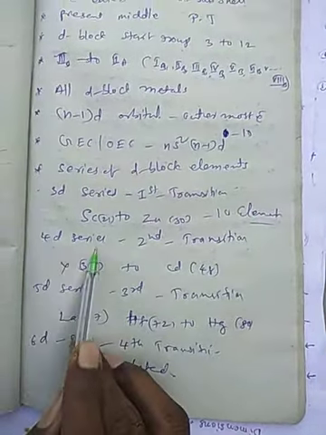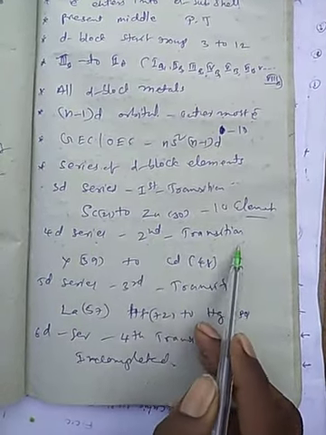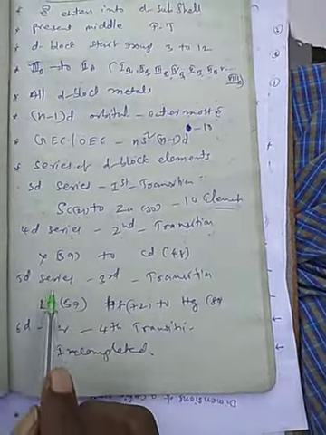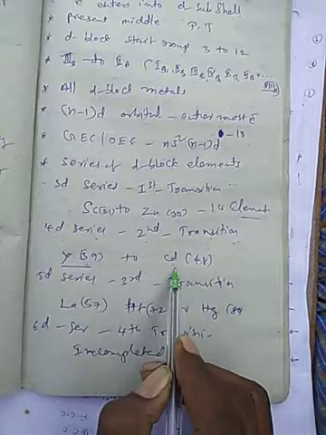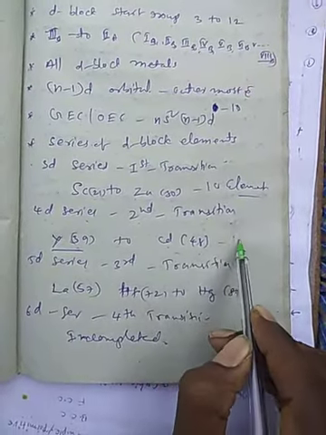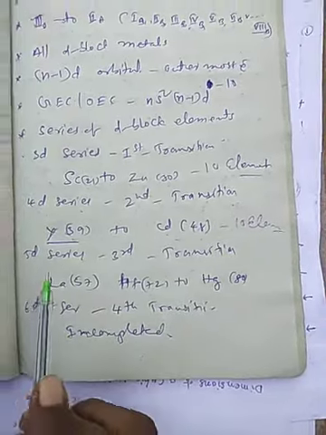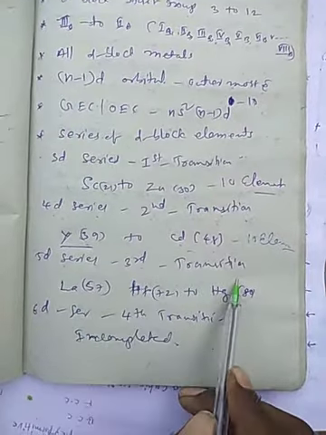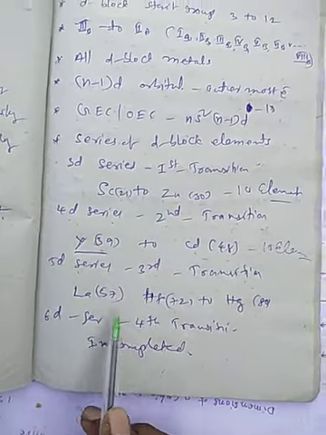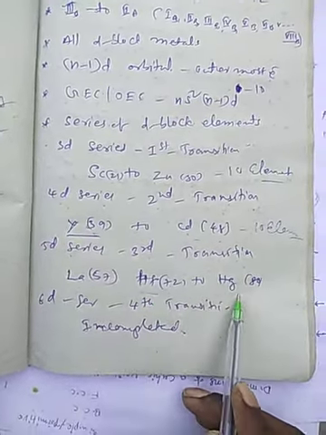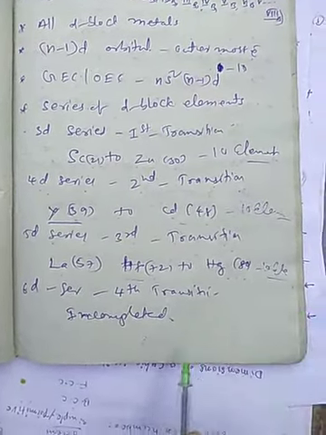The 4d series is also called the second transition series. These elements start from yttrium, 39, to cadmium, 48. In this series also there are 10 elements. Now the 5d series is also called the third transition series. The elements start from La and go from osmium to mercury. In this series also 10 elements are present.